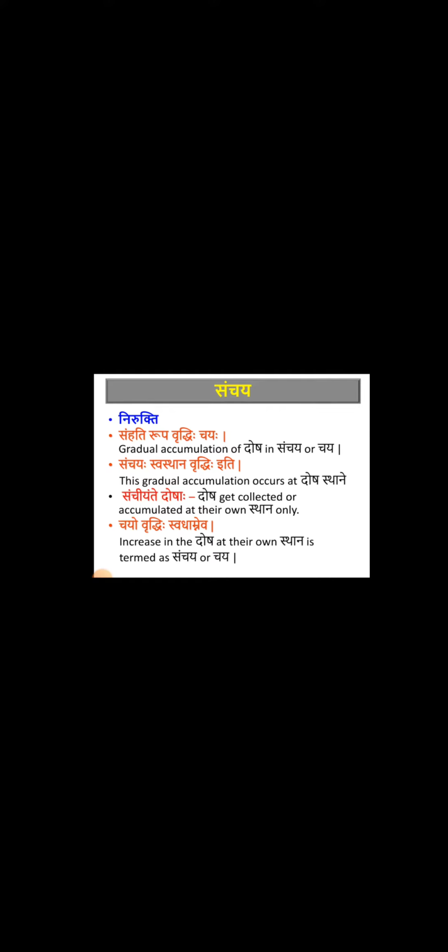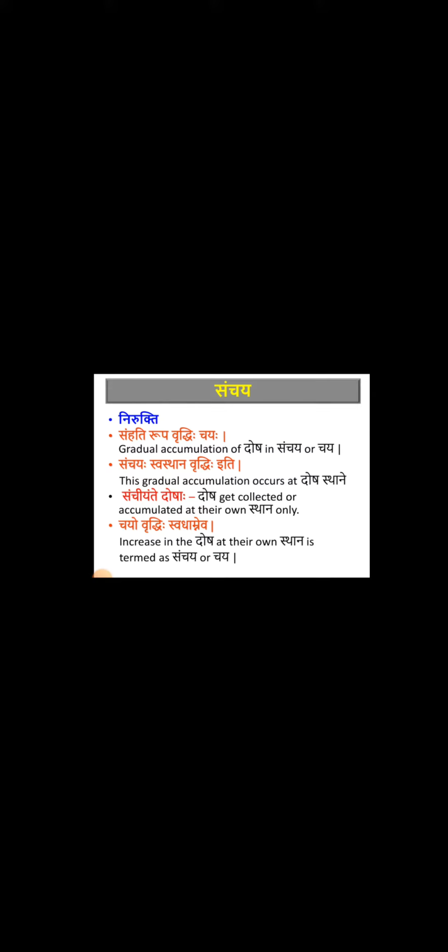So coming to the Sanchaya stage, we'll see what is the Sanchaya here. The Nirukti says, Samhati Rupa Vriddhish Chayaha. So Sanchaya or Chaya means actually it is the Vriddhi of the doshas, but this Vriddhi is in its own sthana. That's why it is told Samhati Rupa Vriddhischaya, that means the compactness or the compact accumulation of the doshas in its own sthana.